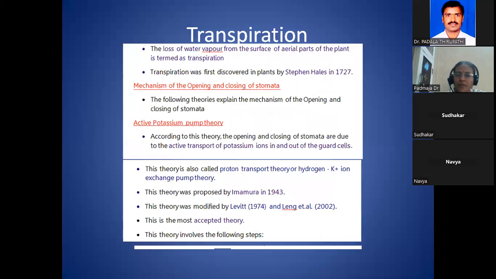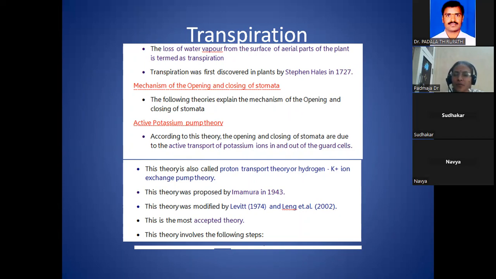Now, transpiration. What is meant by transpiration? By which part is the transpiration taking place? The loss of water vapor from the surface of aerial parts of the plant is termed transpiration. Transpiration in plants was first discovered by Stephen Hales in 1727. It was also proved by the diagram that transpiration takes place from the aerial parts of the plant. In our graduation also, we will conduct the cobalt chloride experiment to understand transpiration. With this experiment, we can conclude that transpiration takes place through the stomata of the leaves.